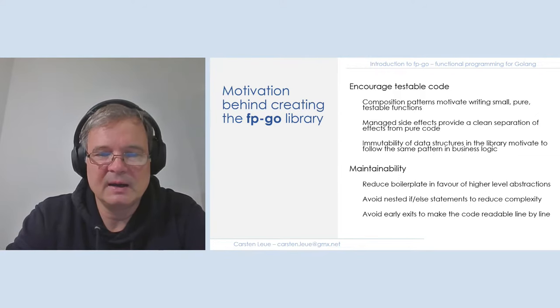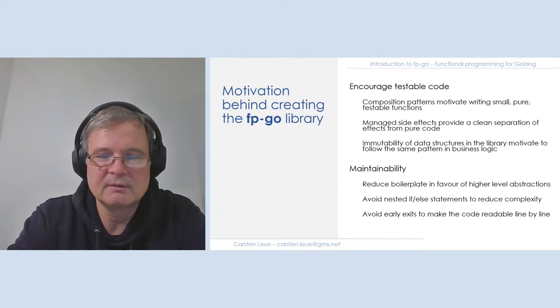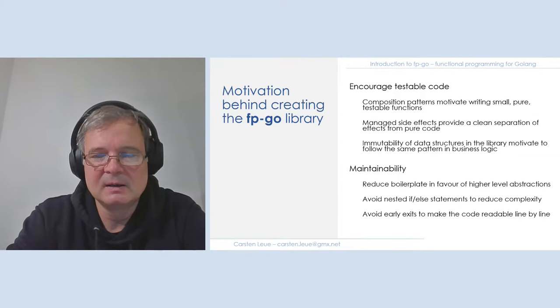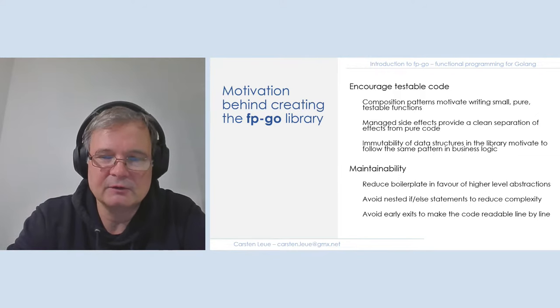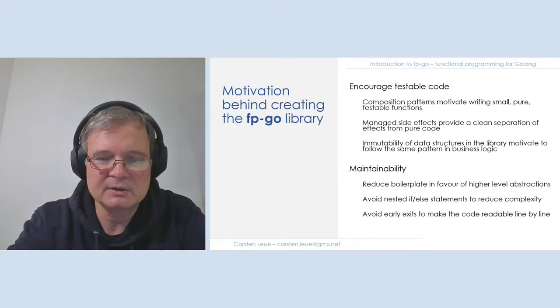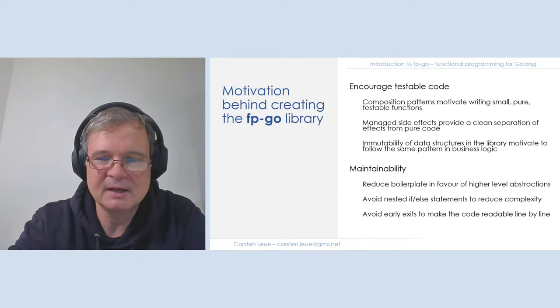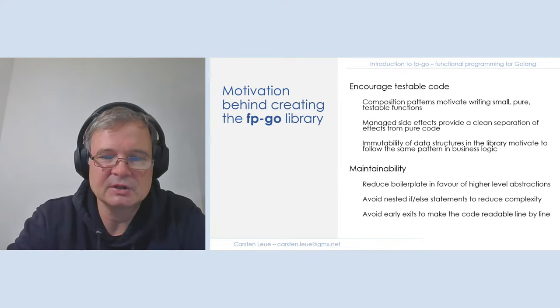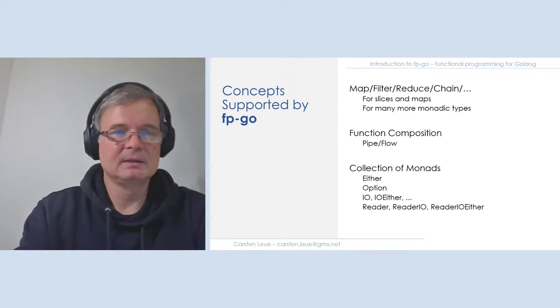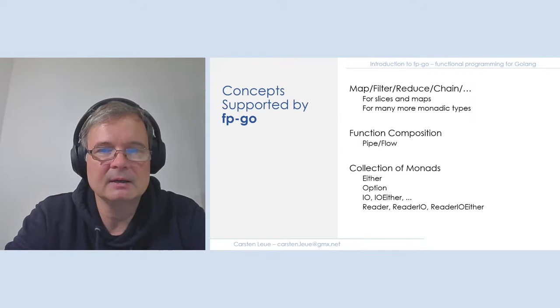Also by having a rich set of composition functions, I believe we can reduce the boilerplate in our code, which leads to less mental complexity when trying to follow the code, because you basically can follow the code line by line. And since it's always using the same composition functions, it's easier to read. Using monads such as option, as we will see, avoids nested if-else statements, which again, in my eyes, reduces complexity. So in the second part, let's step into the FPGo library and see how this looks in practice and in reality.